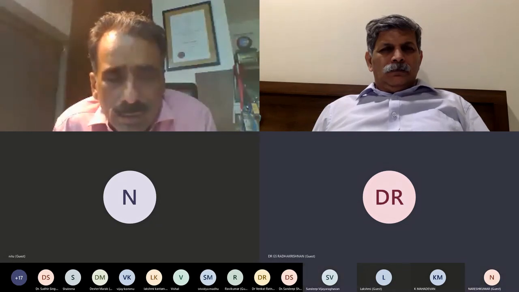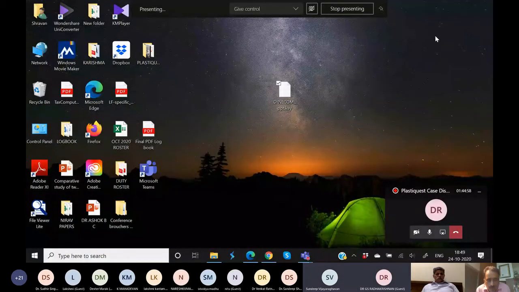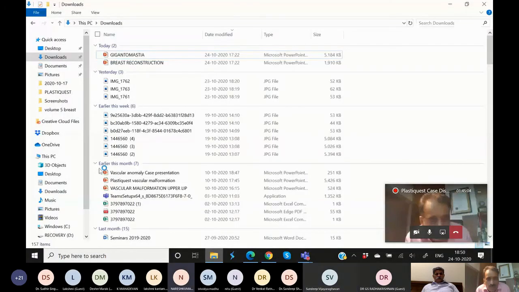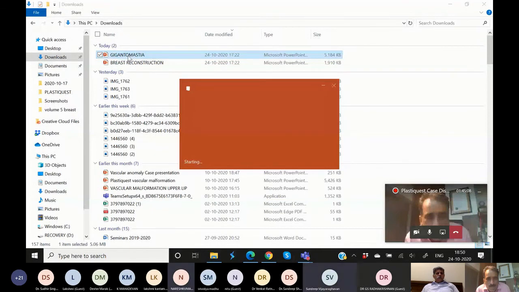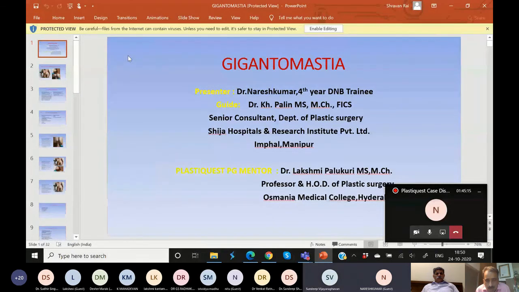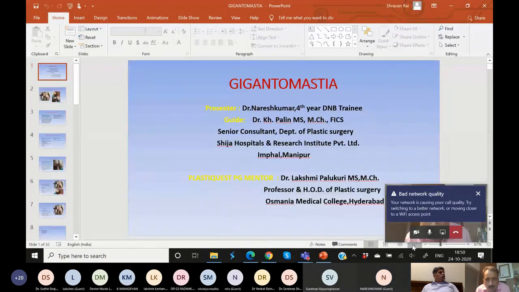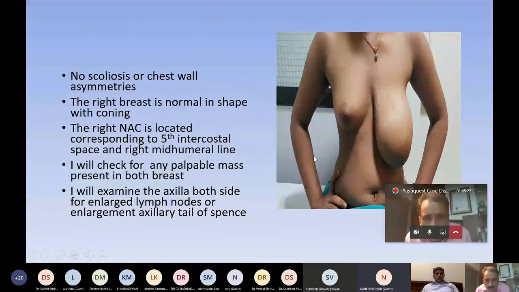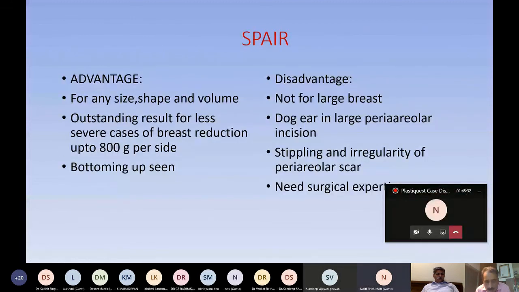So what are the causes of vascular compromise of the flaps in breast reduction surgery? Sir, pedicle length and increased pressure. Pressure from where to what? Increased pressure or tight closure. Correct. Very good. There will be increased pressure.